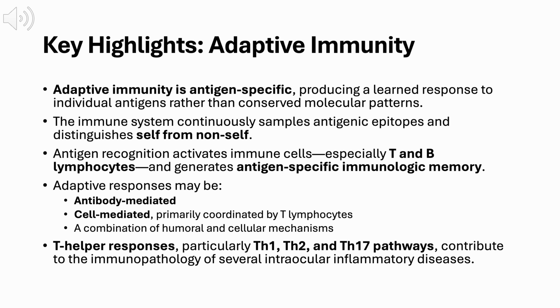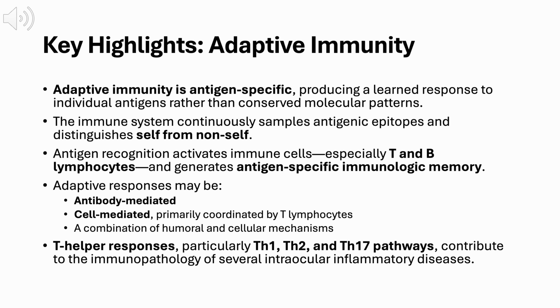The defining trait of adaptive immunity is antigen specificity. Rather than reacting to broad molecular patterns the way innate immunity does, it produces a learned response tailored to individual antigens. The system is constantly sampling antigenic epitopes and performing one critical task, distinguishing self from non-self. When it recognizes an antigen, it activates lymphocytes, chiefly T and B cells, and crucially, it lays down immunologic memory. Adaptive responses come in three flavors: antibody-mediated, cell-mediated, or coordinated by T lymphocytes, or a combination of both.